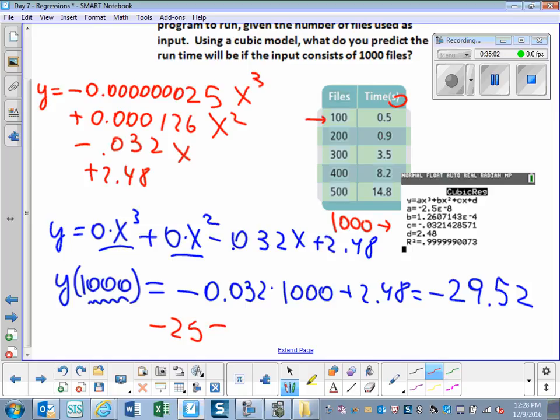And then here I have x to the power of 2, so 1,000 to the power of 2 is a million. So plus 126. And then I get the same here, so minus 29.152. So the actual answer becomes very much positive, right? It's like 126 minus 25 is 101, minus about 30, so it's like 71 seconds or something. Makes much more sense, right? About 71 seconds. So that would be my answer.